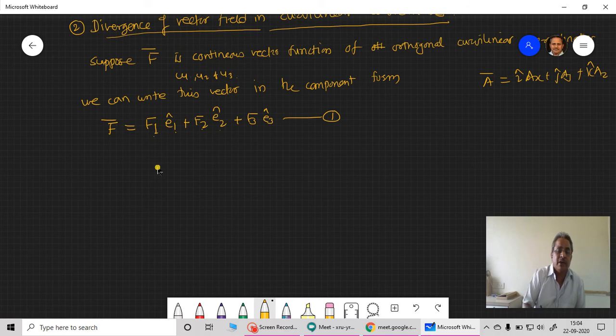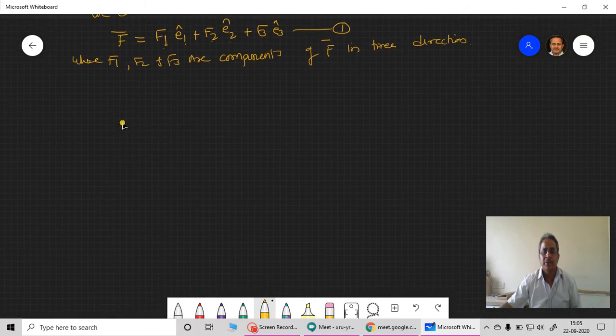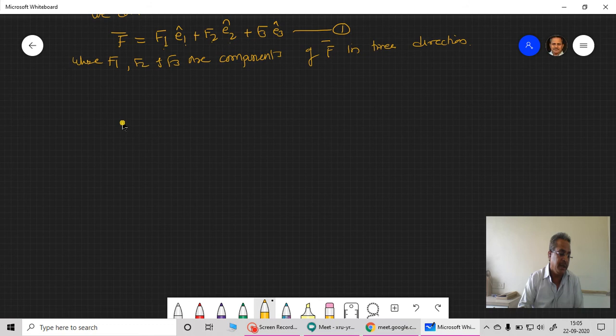Okay, so we have already written here where this capital F1, capital F2 and F3 are components of F bar in three different directions. And e1, e2, e3 cap are the unit vectors, that is not to be told here. Now let's go for this calculation.